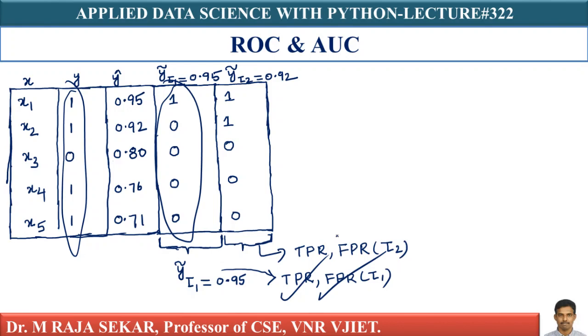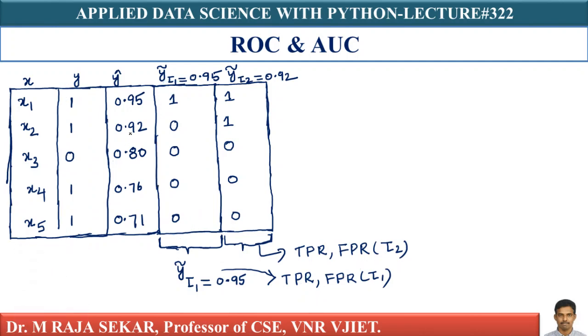Next, I will take tau 2. What is my tau 2 value? My tau 2 value is 0.92, isn't it? I will take tau 2 equal to 0.92. Then what I will do? Now I will calculate the y tilde values. Similarly, I can keep on changing this threshold.